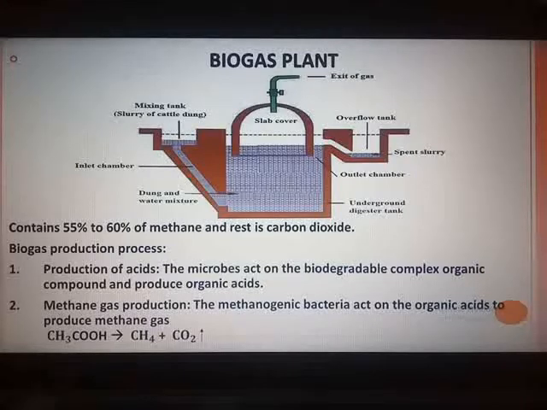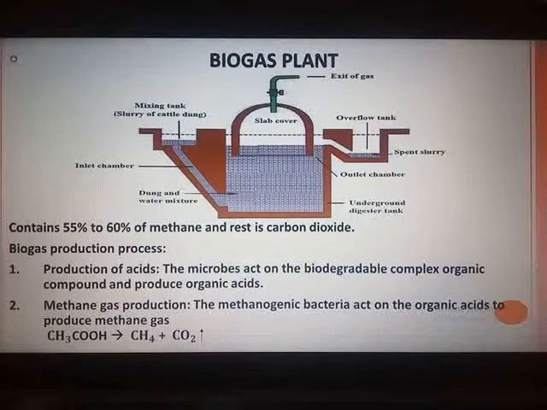So they get decomposed by the anaerobic microbes. Anaerobic means the microbes which function in the absence of oxygen, in the absence of air. So all these raw materials in the form of animal dung, dry leaves, you can call it a waste, get decomposed by anaerobic microbes in this biogas plant, and this process produces methane gas, which is also known as biogas.